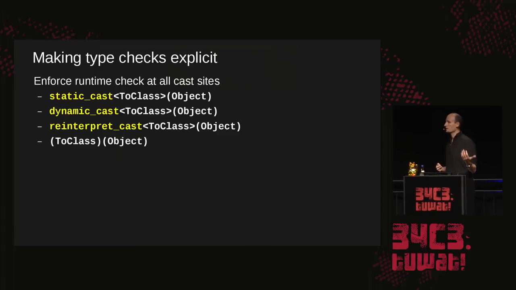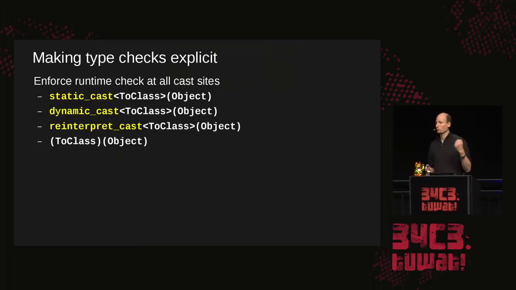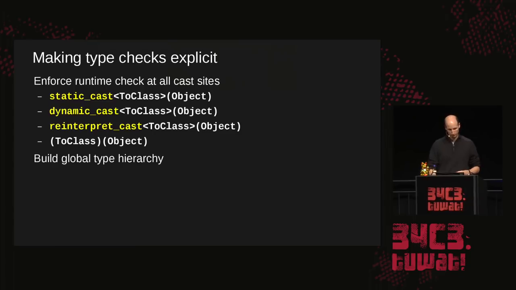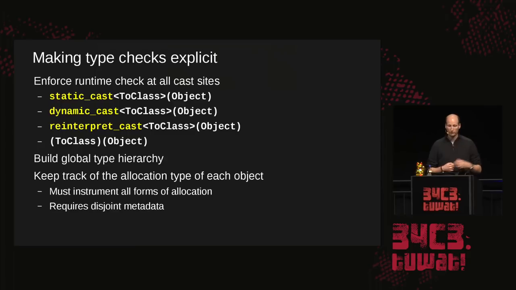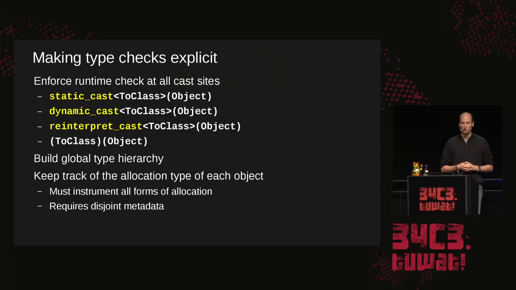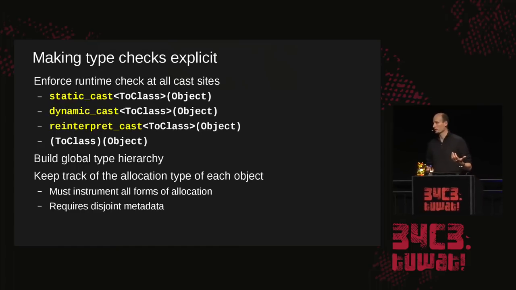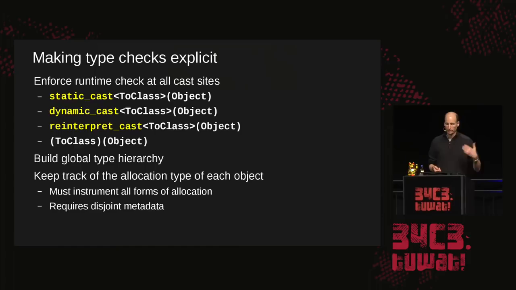So we can replace a static cast with an actual runtime check and make sure that we detect a type confusion problem right when it happens, right at the cast site, and not much later when an actual memory corruption happens. So we build a global type hierarchy during the compilation of the software, and we keep track of the allocation type of each object. We instrument all forms of allocation, and we keep this in our disjoint metadata table. And then in a second step, for every single type cast that happens at runtime, we can execute this check and make sure that it actually matches.